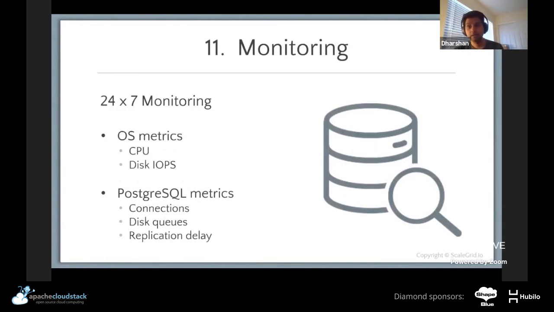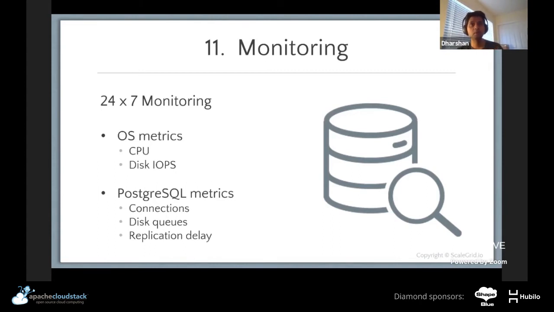Okay. The last topic I want to talk about today is monitoring. Once you have your production database up and running on CloudStack, you should make sure it is set up for monitoring. You should be monitoring all the OS metrics: CPU, disk usage, RAM usage, network, and swap. This gives you a good idea of the load on the system, and if you see something concerning, you can intervene and make some corrections.